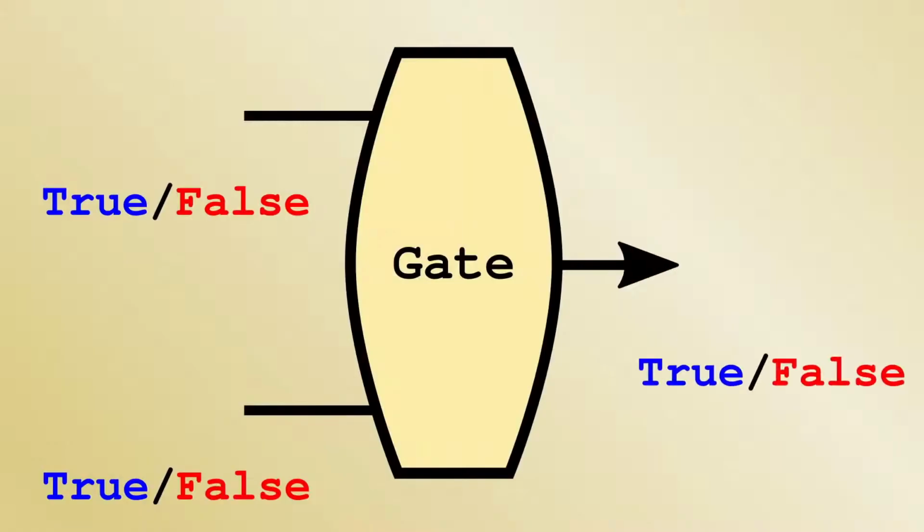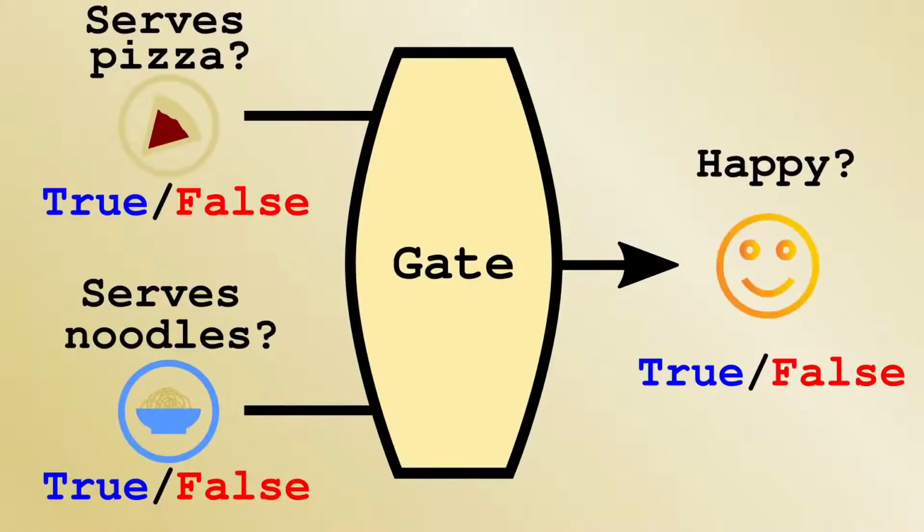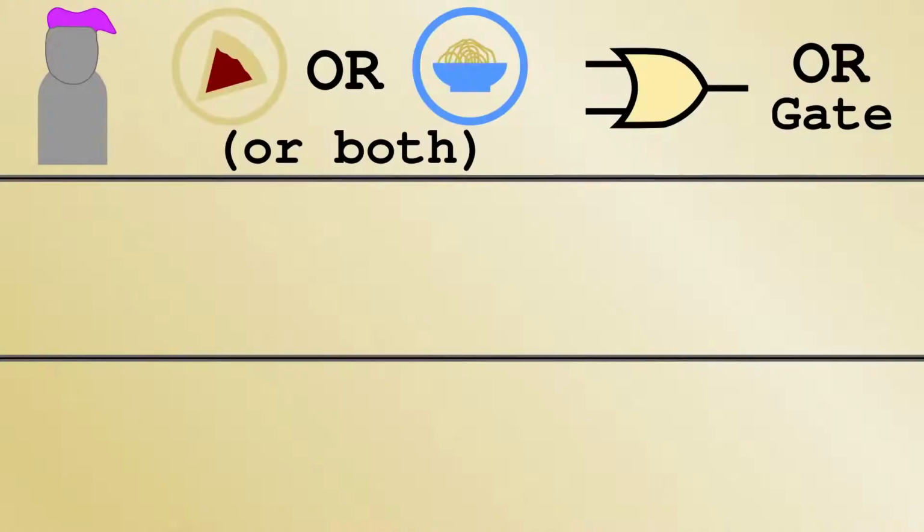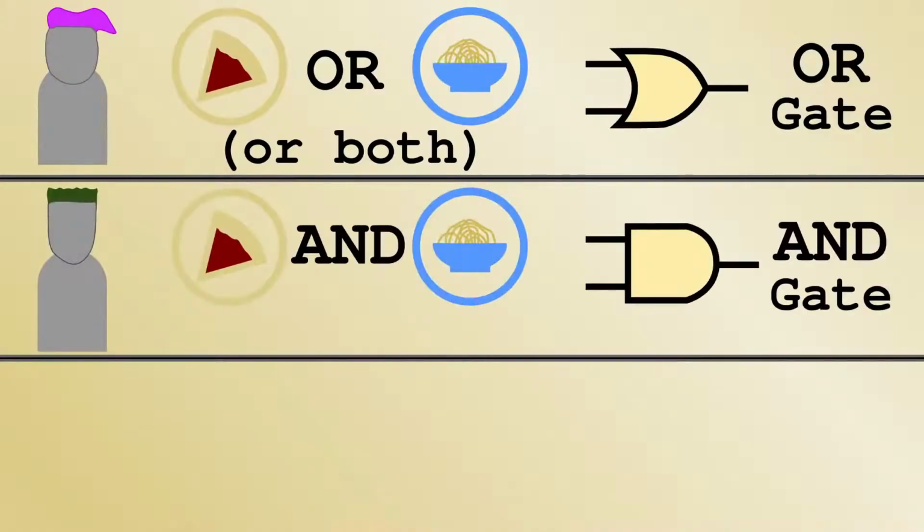Let's consider a more interesting example when the logic gate can have multiple inputs. Such gates have pretty straightforward names, as we'll see. Now the friends are choosing restaurants which might serve pizza, noodles, both, or neither. Alice is happy when the restaurant serves at least one of the two options, or both. This idea is represented by what is called an OR gate. This is the symbol. Bob wants choice, so he wants both pizza and noodles on the menu, hence the AND gate.